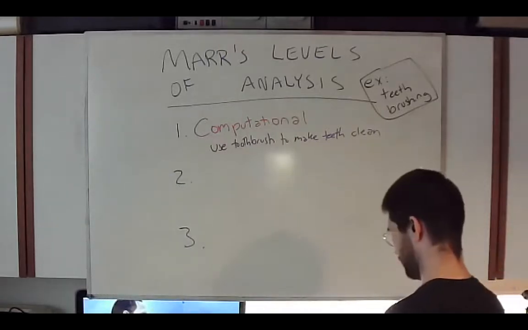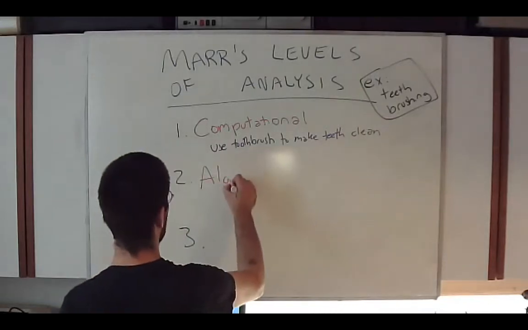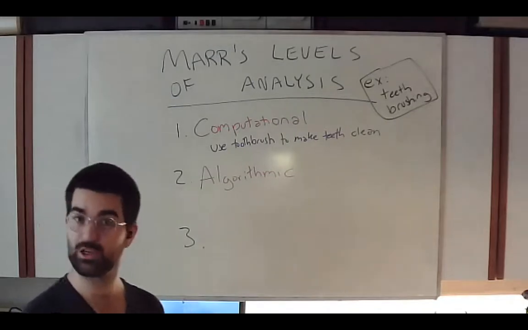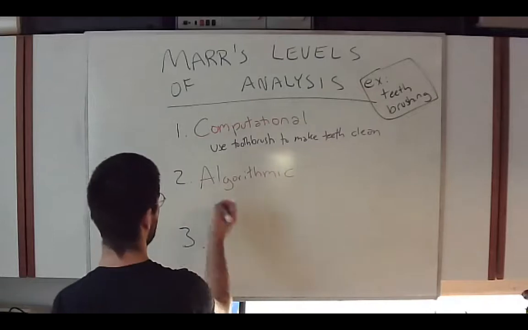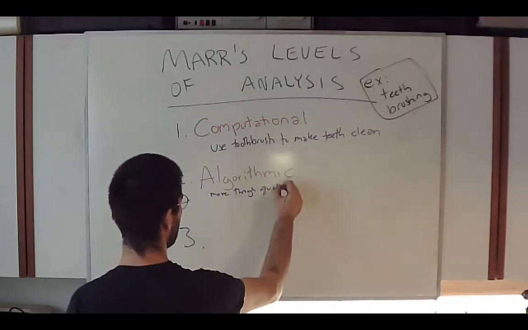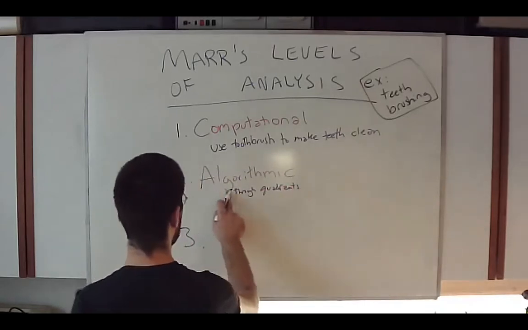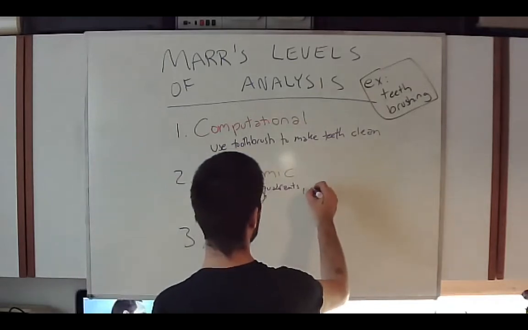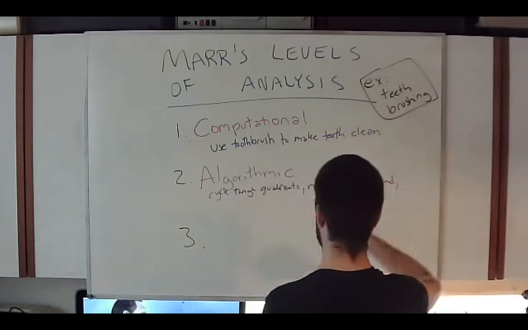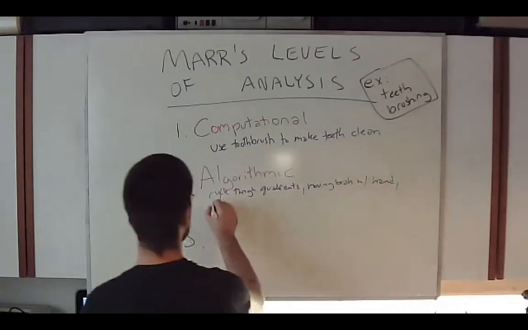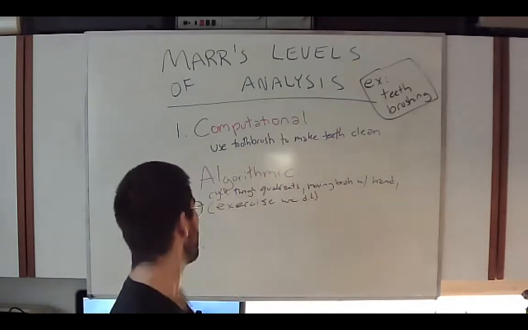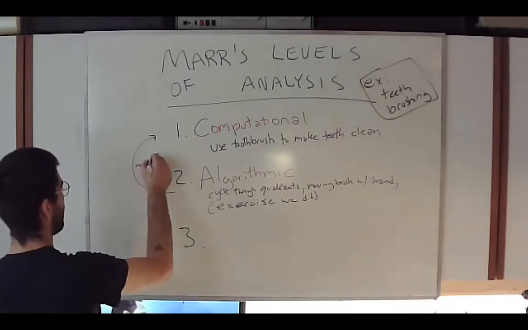Now let's look at the next level, which is algorithmic. And the algorithmic level is what we were doing with our exercise. That's the logical structure. So this would be cycle through quadrants, moving brush with hand in this way for this amount of time. Basically, this is the exercise we did, where we're defining how the system actually accomplishes this goal. How do we accomplish this goal?